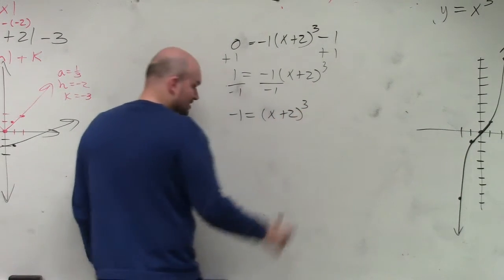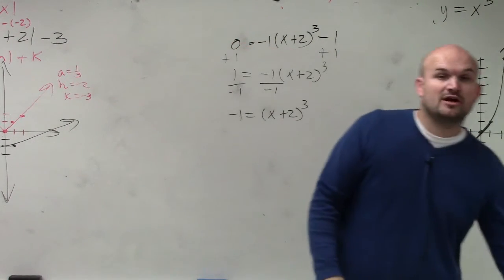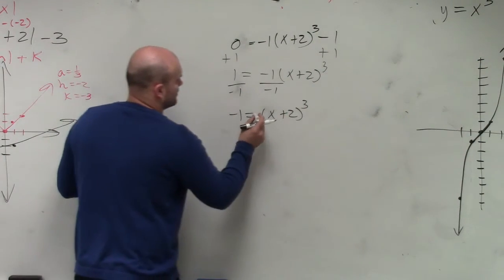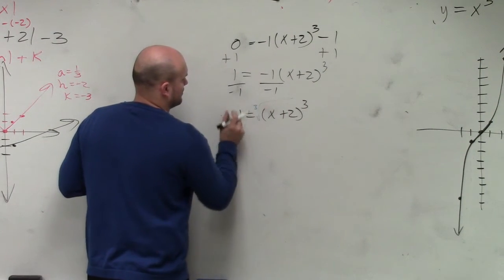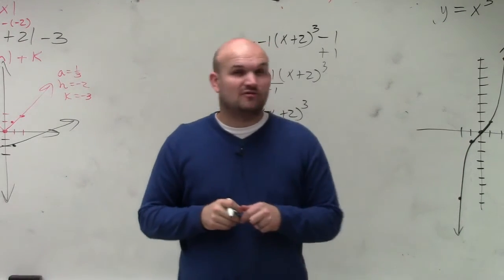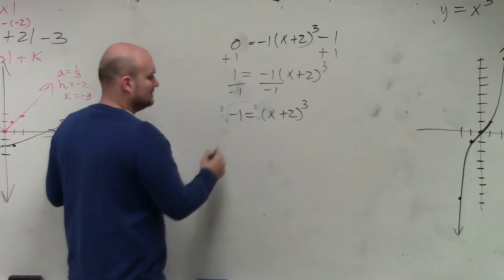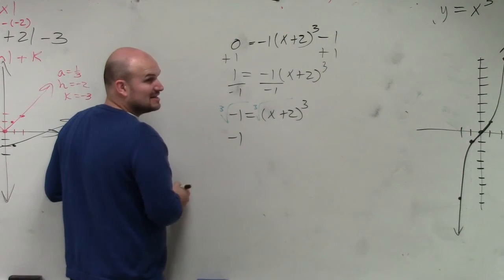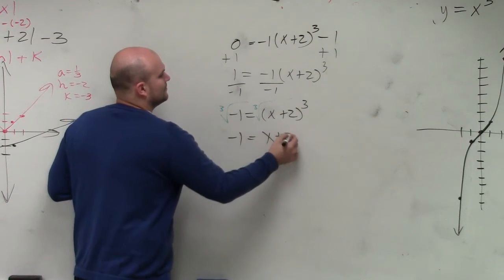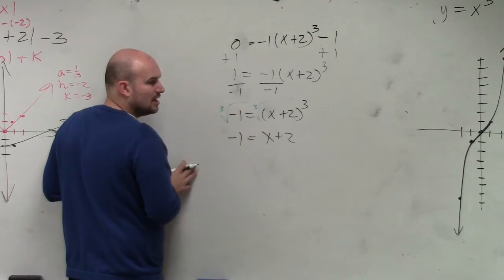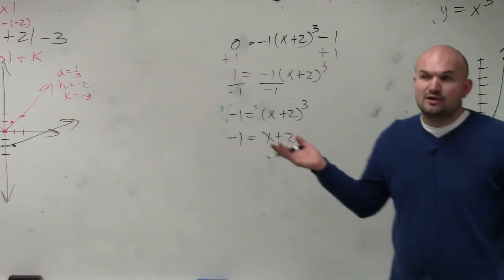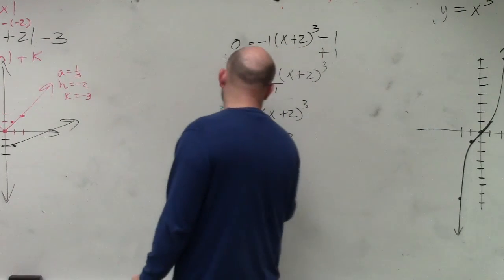Now, to undo cubing on my variable, I need to take the cube root. The cube root: what number multiplied by itself 3 times gives you -1? -1. -1 times -1 times -1 is -1, right? So therefore, the cube root of something cubed, the inverses just cancel each other out. And then I just solve for x. Subtract 2.